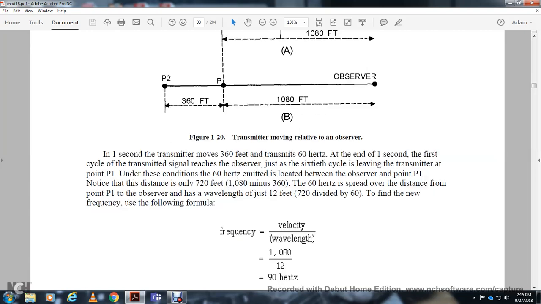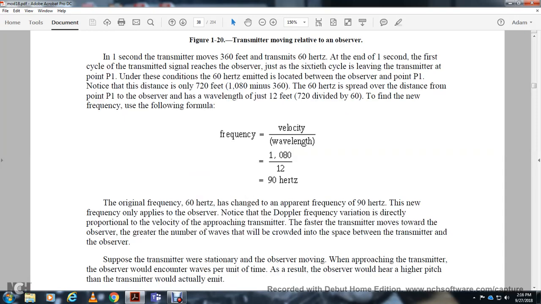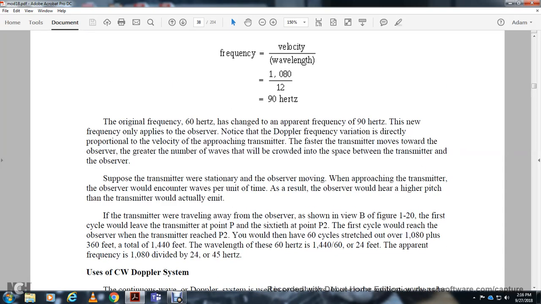If the transmitter moves 360 feet in the second, transmitting at 60 Hz, then at 1 second the first cycle of the transmitter signal reaches the observer, and the sixtieth cycle is leaving the transmitter at point P1. Under these conditions, the 60 Hz emitted is spread over the distance from point P1 to the observer, only 720 feet, which is 1,080 minus 360 feet. The wavelength is just 12 feet: 720 feet divided by 60. To find the new frequency, divide the velocity by the wavelength: 1,080 over 12 is 90 Hz. The original frequency of 60 Hz has changed to an apparent frequency of 90 Hz.